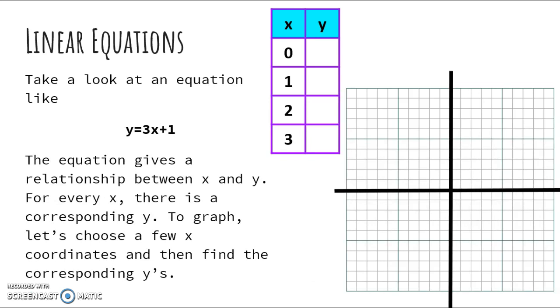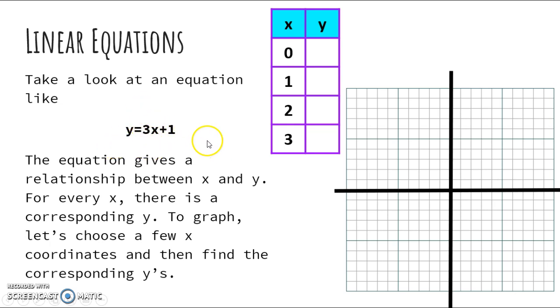All right, moving on to actual equations. Take a look at an equation like y equals 3x plus 1. This equation gives a relationship between x and y. For every x, there's going to be a corresponding y, and those would form ordered pairs. So to graph, what we do is we choose a few x's and we find the corresponding y's.